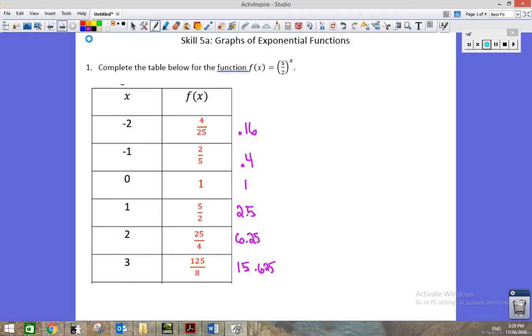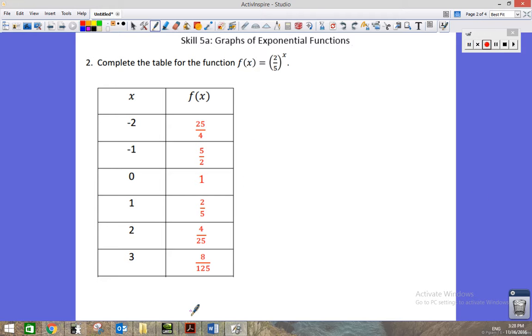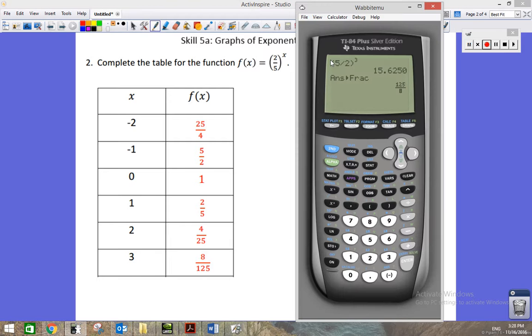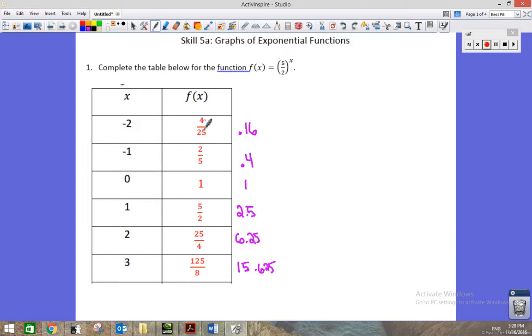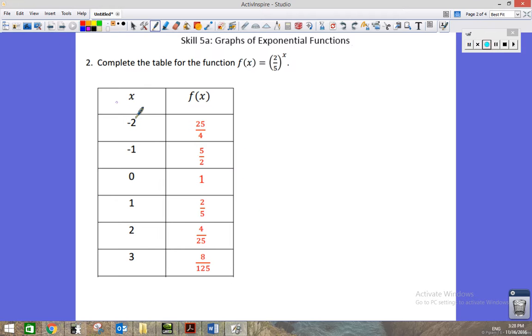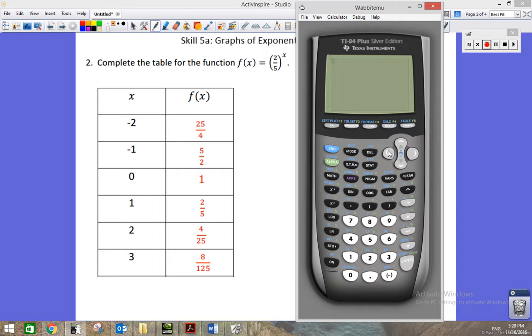So if I move on to the next problem, well, I'm going to key it in just like I did before, but instead of the base being 5 halves, it's 2/5. And you can see it's a reciprocal. So you can actually see these values that this is a reflection of the previous table. So this 4 over 25 that was associated with -2 is now associated with +2. And you can see that there's a reflection. If you don't see that, we can key in the values.